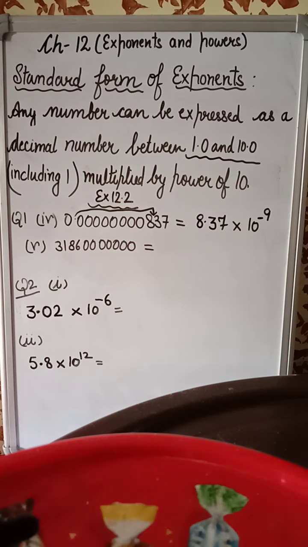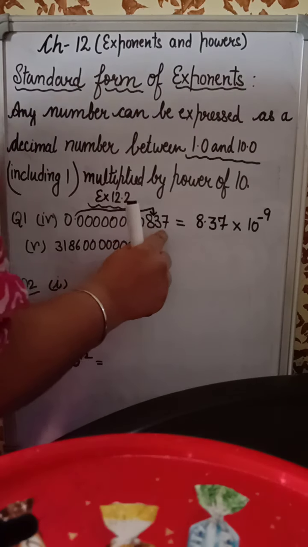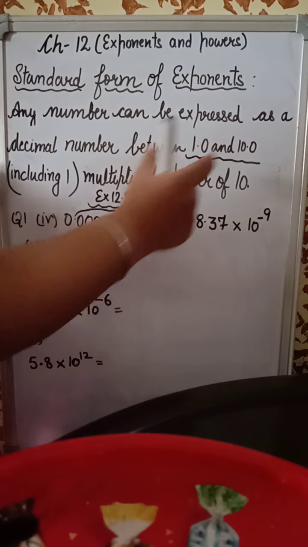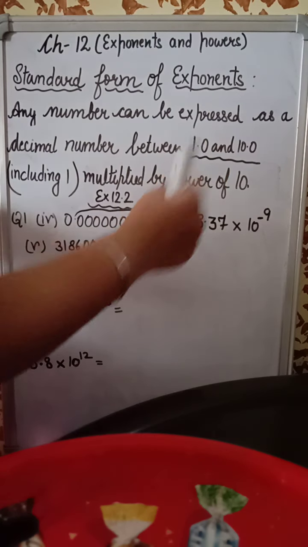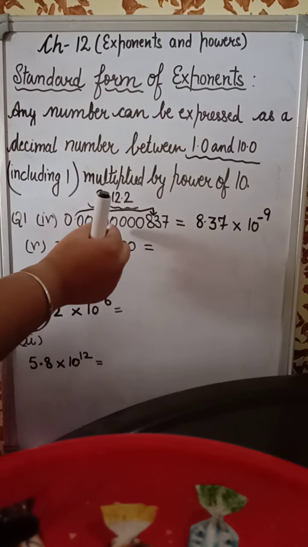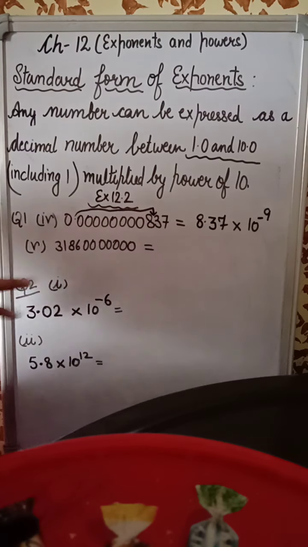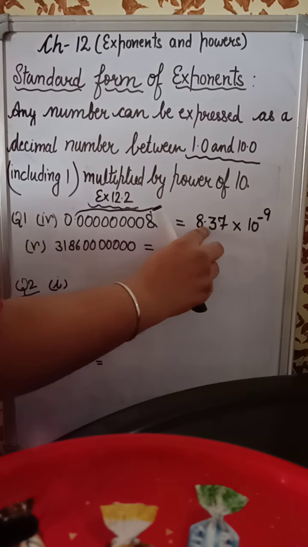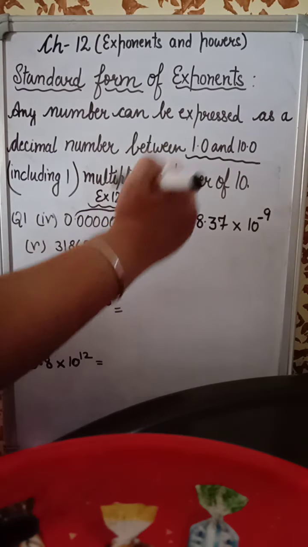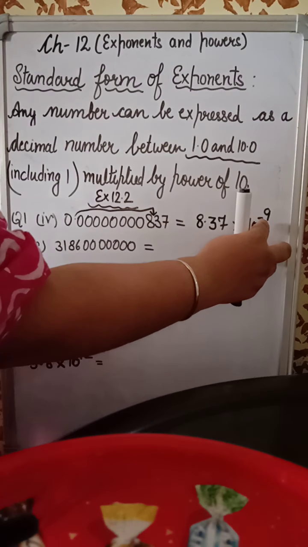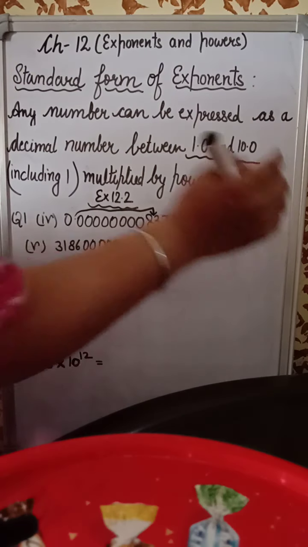I am going to repeat it again. Our number is 0.00000000837. We have to express this number between 1 and 10, right? So we have to shift the decimal after 8. Only then it will become 8. Otherwise, if you shift it somewhere else, it will not come between 1 and 10. So we have shifted it here, and it will become 8.37. Then what will be the power of 10? We have shifted the decimal towards the right side, so the power will be negative, and we have shifted it 9 places, so the power will be 9.